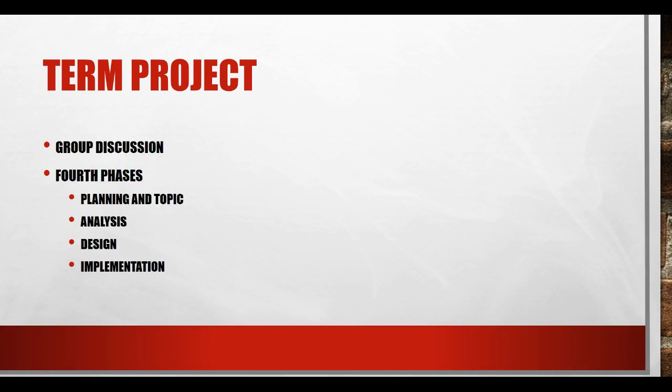There are 4 phases. One is called planning and topics. You plan and determine the topics. Then you have an analysis stage, where you analyze what kind of data and what kind of functions your database needs. Then you want to design it. In our case, we use an ER diagram to design it. Then you implement it using SQL.